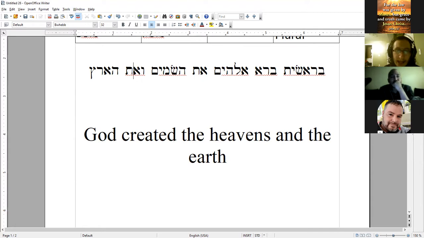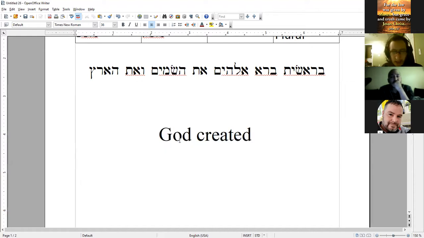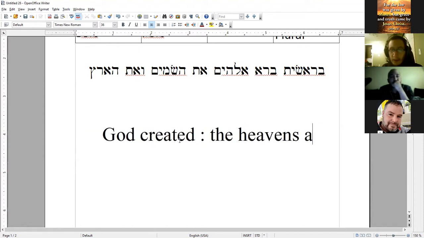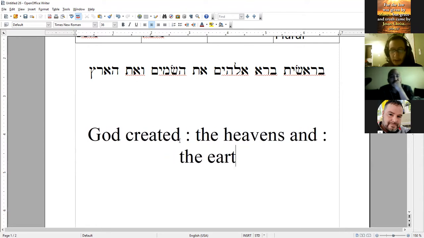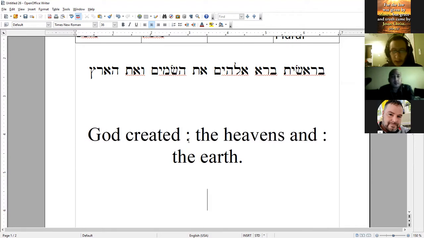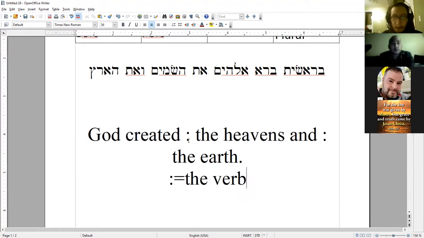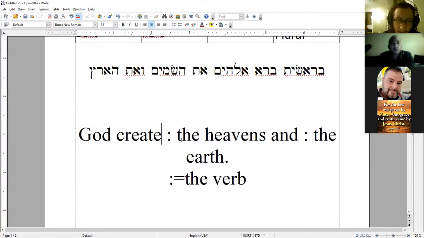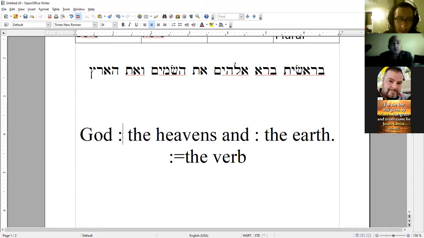So, at the heavens and at the earth. So basically what this is telling us is God created the heavens and the earth. So what does this colon mean? This colon equals the verb. Pretend you get rid of this verb, okay? So that now we know that this colon is a substitute for the verb. So God created the heavens and he created the earth.